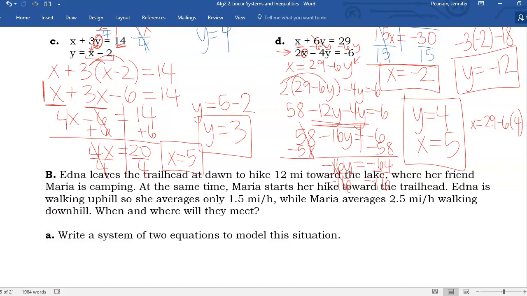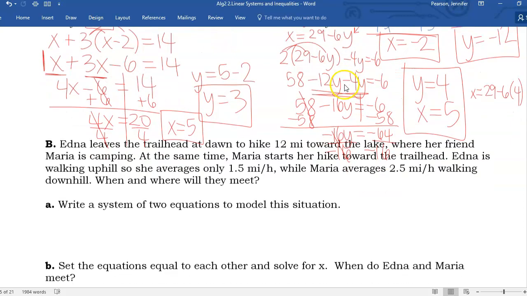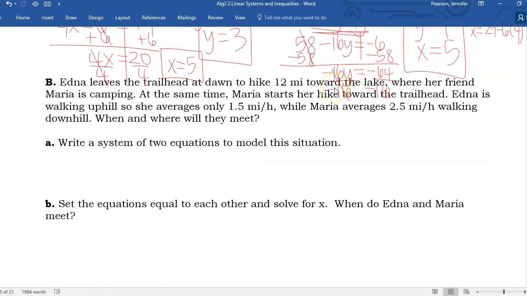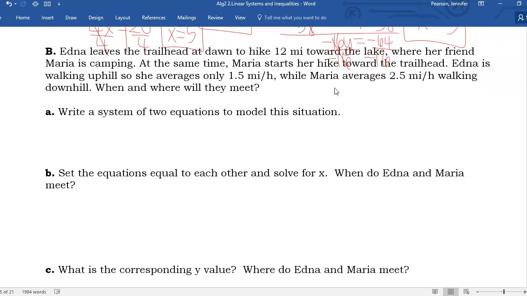But we have Edna leaving the trailhead at dawn to hike 12 miles towards the lake where her friend is camping. At the same time, Maria starts hiking towards the trailhead. Edna is walking uphill, so she averages 1.5 miles per hour. Maria averages 2.5 miles per hour walking downhill. When and where will they meet?